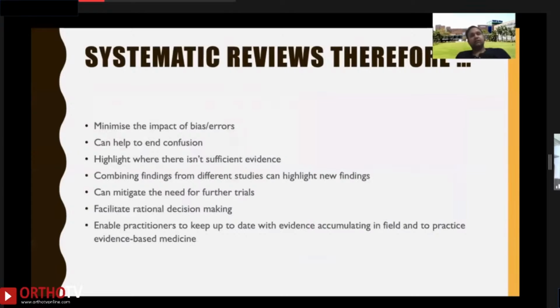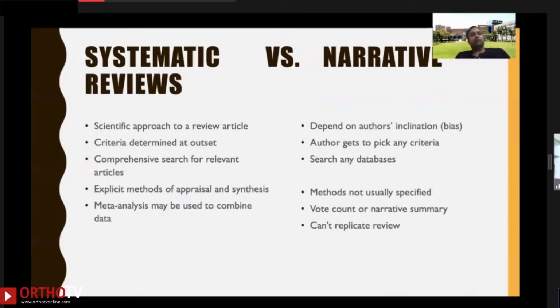But the systematic reviews minimize the impact of biases and errors. They can help to end the confusion, because now for every question you can have the evidence in favor of as well as against it. These systematic reviews can highlight when there is not sufficient evidence. They can combine findings from the different studies. They can mitigate the need for further trials, and they also facilitate rational decision making. They also help the practitioners to keep up to date with the evidence in that particular field.